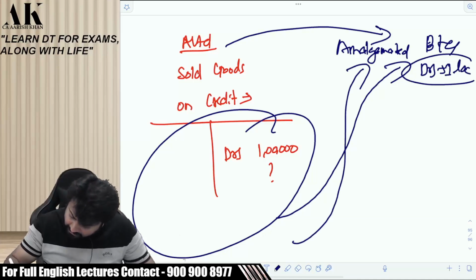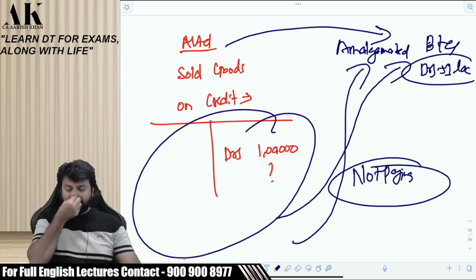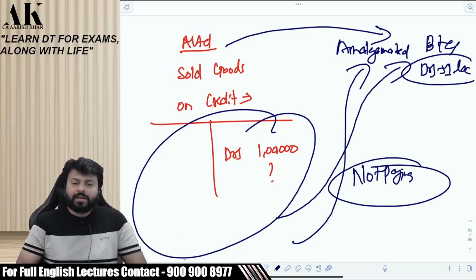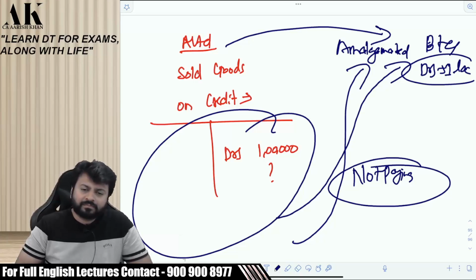Now the debtor is not making the payment. Not paying to the amalgamated company. Okay. So will the amalgamated company be getting the deduction of bad debts or not? What do you feel? Should the amalgamated company be getting the deduction of bad debts or not?